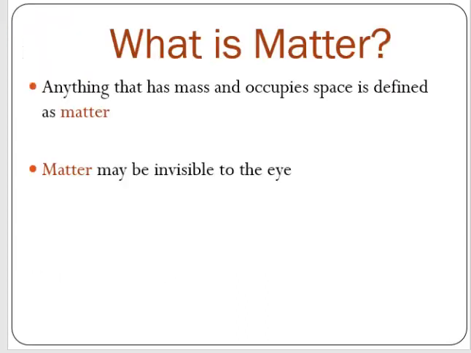So let's get started. What is matter? Matter is anything that has mass and occupies space. That is what defines it as being matter. Matter can be invisible to the eye, or it can be visible. It can be you or the computer that you're looking at right now, but it can also be the air that we're breathing. So anything that has mass or occupies space is matter.